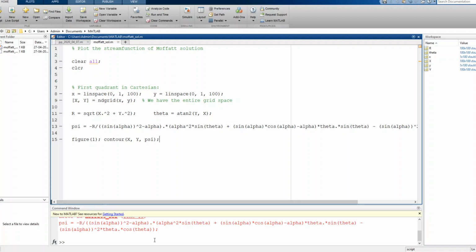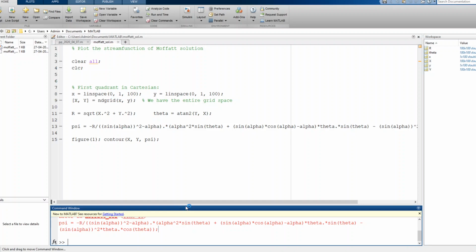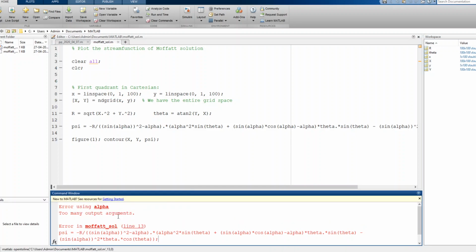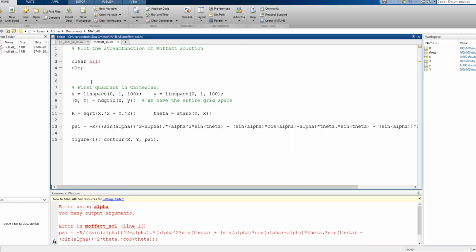Okay, there appears to be an error. Let us see what the error is. Error using alpha, too many output. Okay, so we have not defined alpha, and that is why MATLAB has interpreted alpha as one of the base functions that it has inbuilt in its library. So we must define alpha. So alpha, let us call it pi by 3.